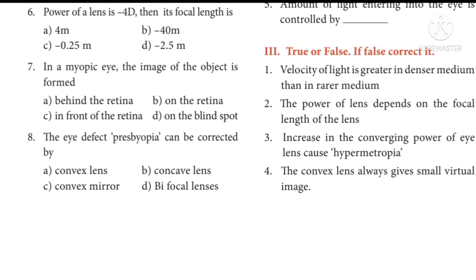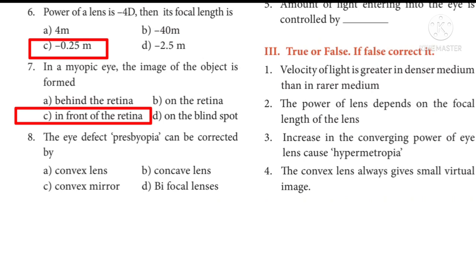Sixth question: power of a lens is minus 4 D. Then its focal length is options: A, 4 m; B, minus 40 m; C, minus 0.25 m; D, minus 2.5 m. The correct answer is option C, minus 0.25 m. Seventh question: in a myopic eye, the image of the object is formed. Options: behind the retina, on the retina, in front of the retina, on the blind spot. The correct answer is option C, in front of the retina.